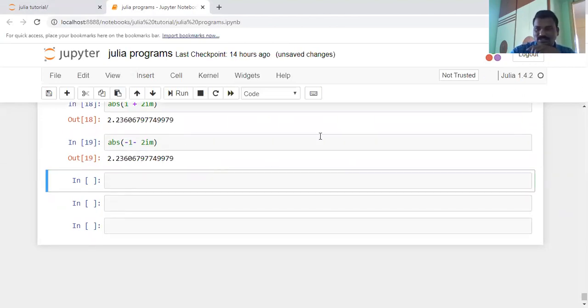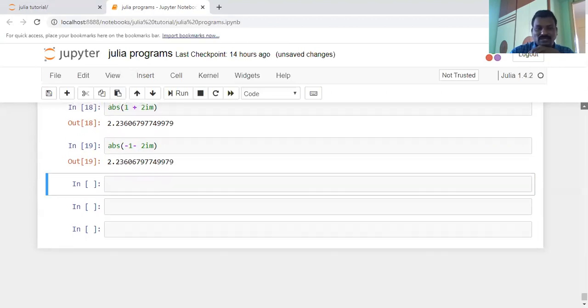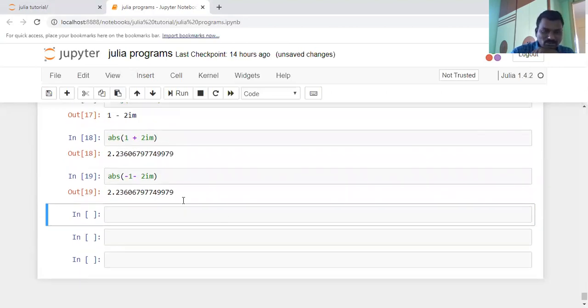Here see this one. Absolute value of 1 plus 2 im equals 2.2360679 something. Absolute value of minus 1 minus 2 im also gives the same result. It produces the same result. That is the absolute function. This type of function you will apply on our system.